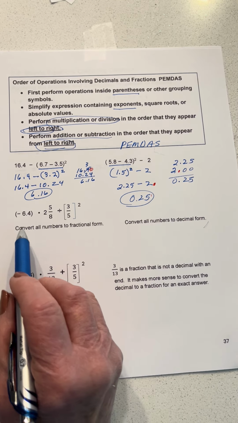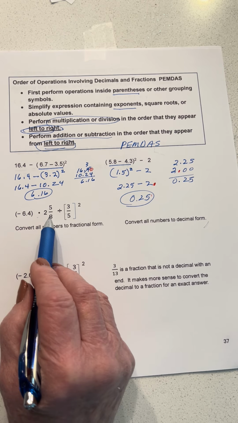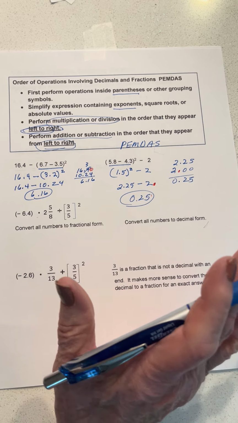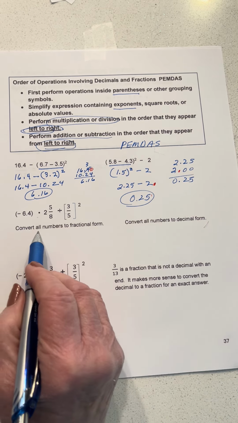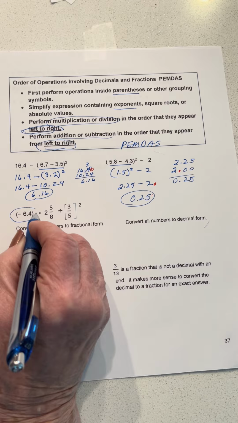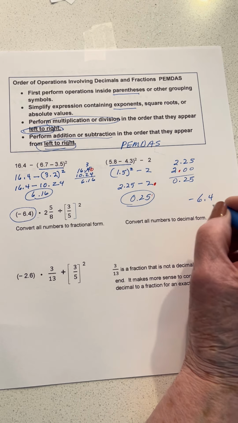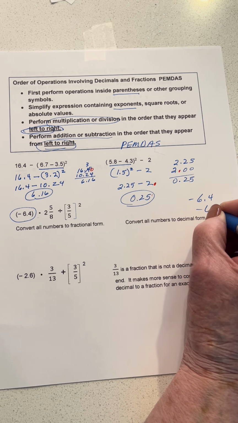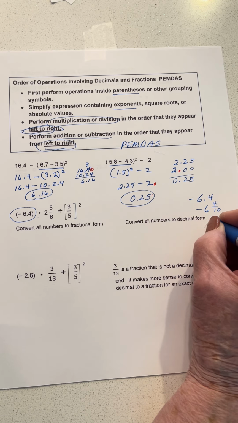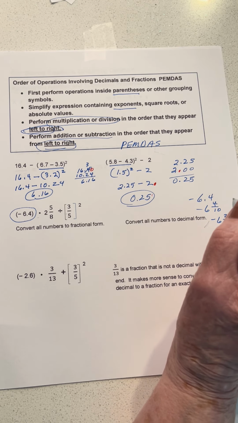This one, we've got a decimal times a mixed number divided by a fraction taken to a second power. So they've suggested that we convert all the numbers to fractional form. So I'm going to change this to a fraction. That's -6 4/10. And this would be -6 2/5.